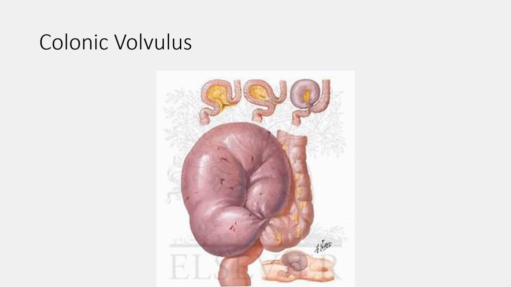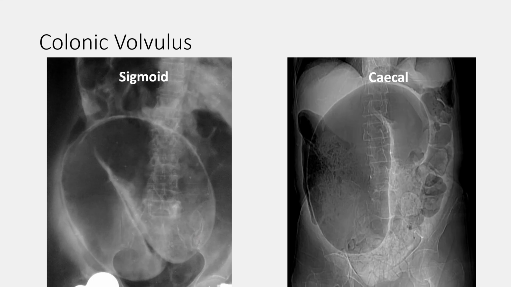For investigations, abdominal X-ray detects 75% of volvulus cases. Sigmoid volvulus appears as a characteristic coffee bean shape. Caecal volvulus appears as a dilated inverted U-shaped loop of colon projected towards the right side of the abdomen, which may appear as an inverted comma shape.